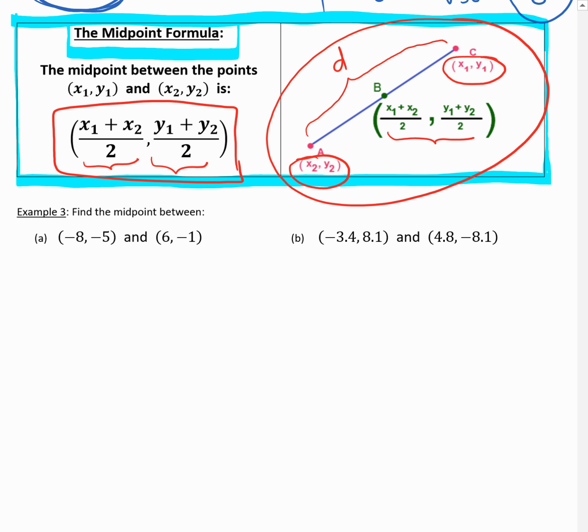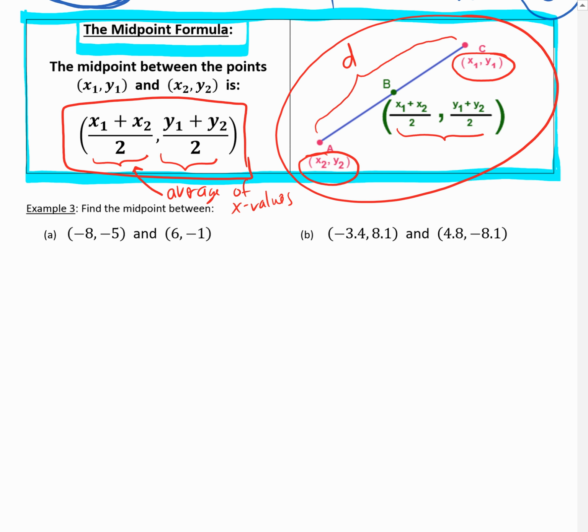And the way I kind of remember it is, notice the x value of the midpoint, it's like the average of the two x values, x1 and x2. Because how do you average two things? You add them together and then you divide by 2. And that's exactly what's happening there. You have x1 plus x2, and then you divide by 2. So really you're averaging the two x values. And then the same thing with the y value. It's the average of the two y values.